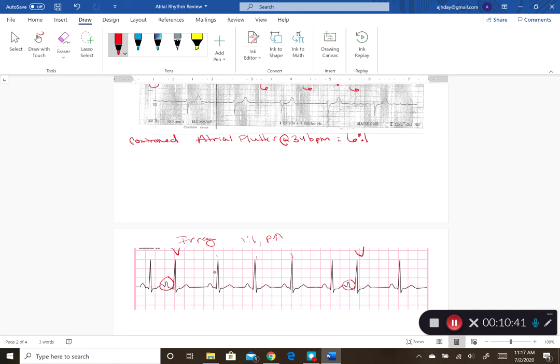When I look at my underlying rhythm here though, my PR interval is normal, my QRS is narrow, I have a normal T wave, so this is telling me that this underlying rhythm is a sinus rhythm. And this is a 6-second strip, so I'm just going to use the 6-second technique to count out this rate. 1, 2, 3, 4, 5, 6, 7, 8.